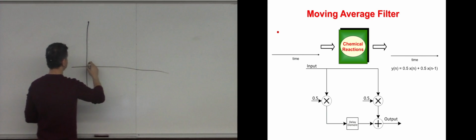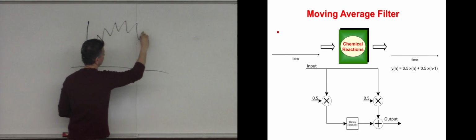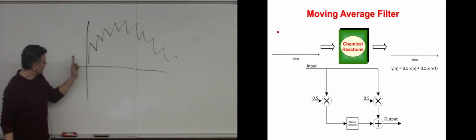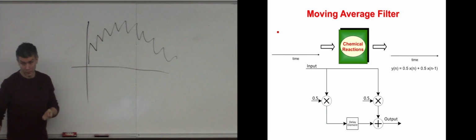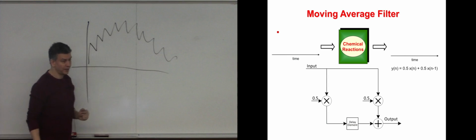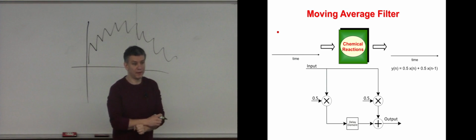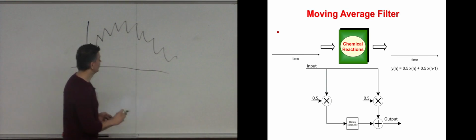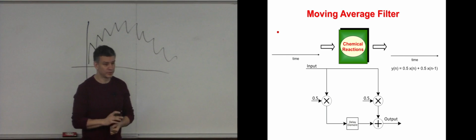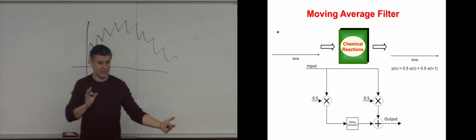Here, if we have some input that looks like this, so here I'm trying to simulate discrete points, it goes up and down. The moving average, for the output at each point, takes the current input value and the previous input value, and averages them. So it averages a window, in this case the window is only 2 input values. You could have a larger window. You could take the last n values and average the last n values.